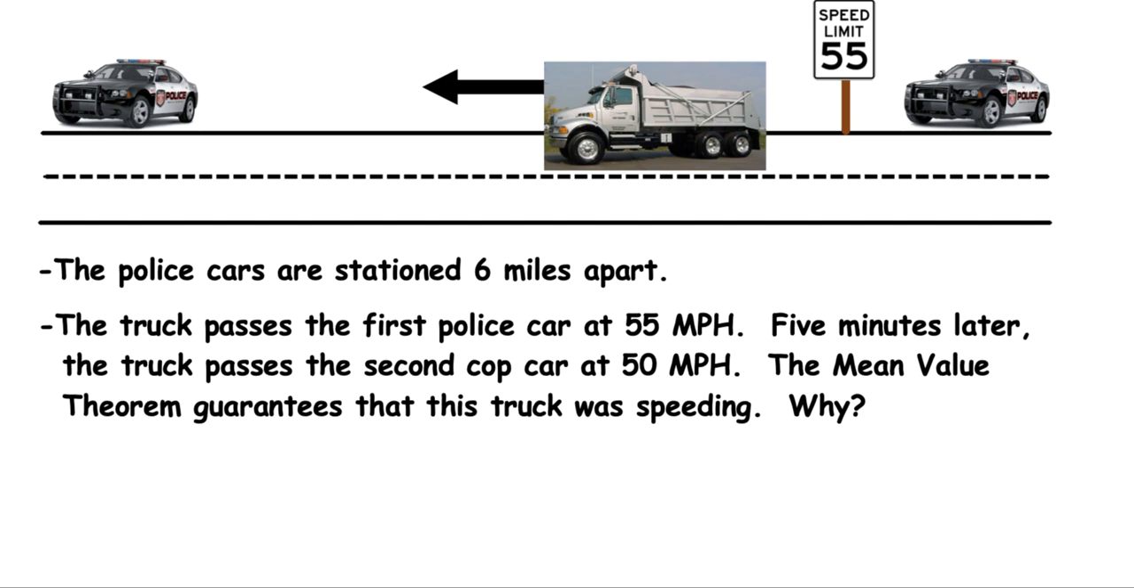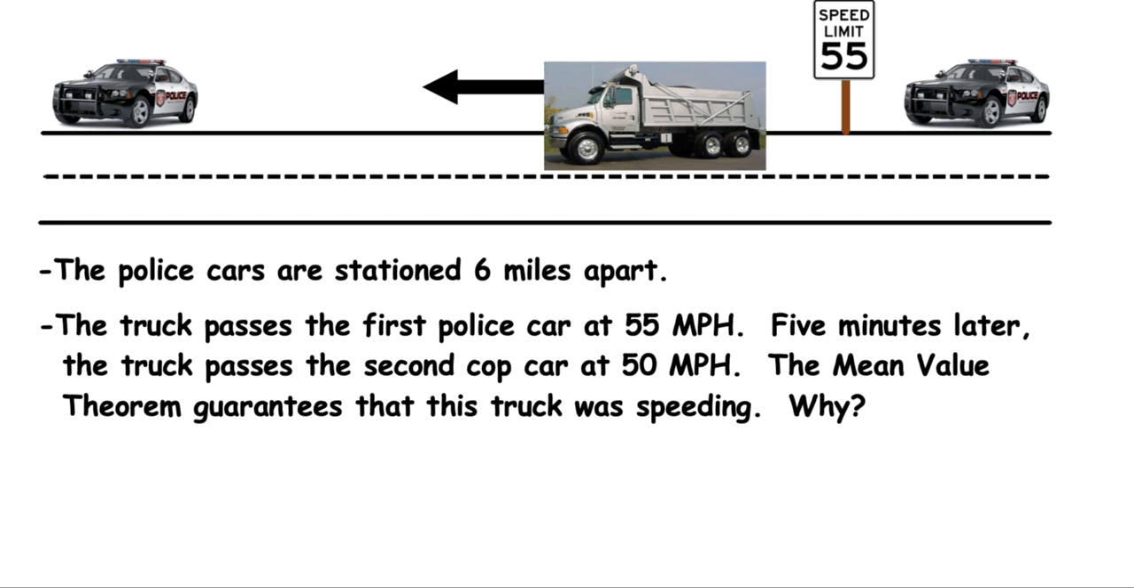It passes the first police officer at 55 miles per hour. I was like, whew, okay, good. Saw him in time. And then 5 minutes later, 6 miles down the interstate, the truck passes a second cop car. Same speed limit, but now the truck's only going 50 miles per hour because for some reason people have to go way below the speed limit when they see a police cruiser sitting there.